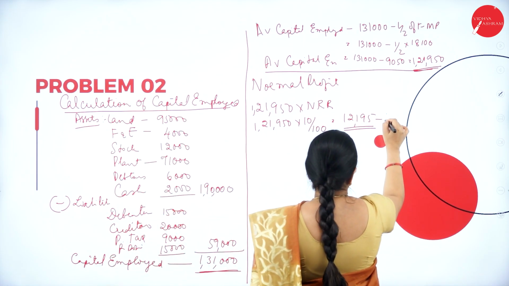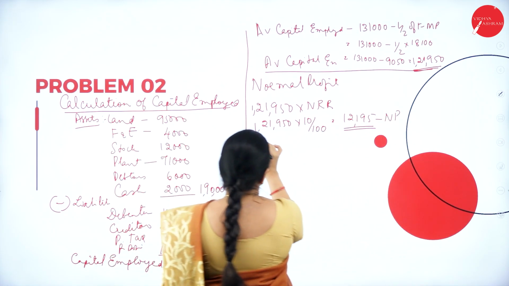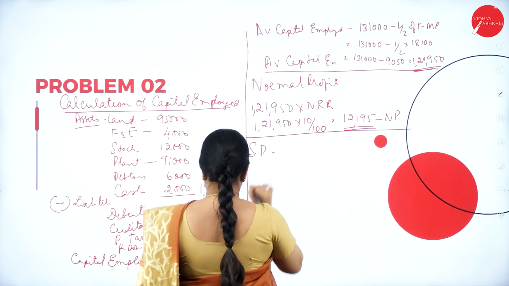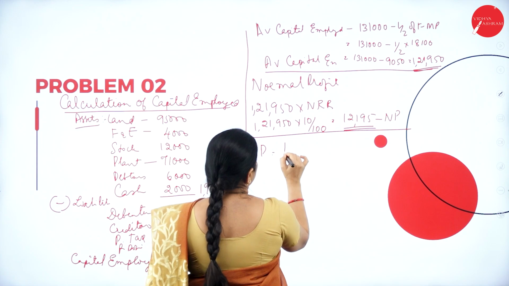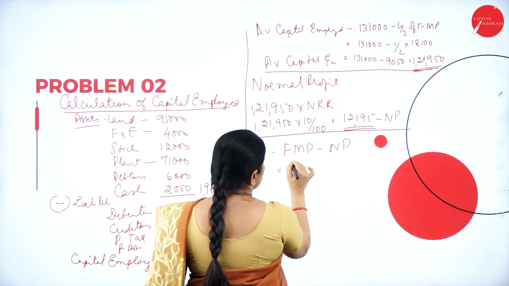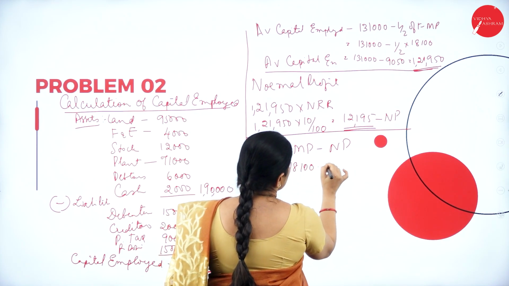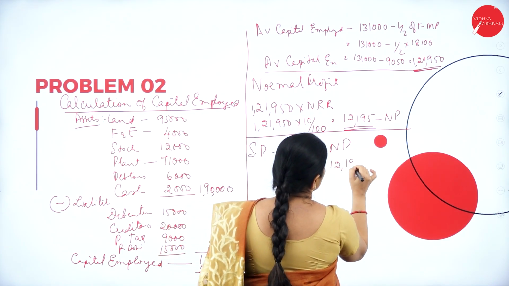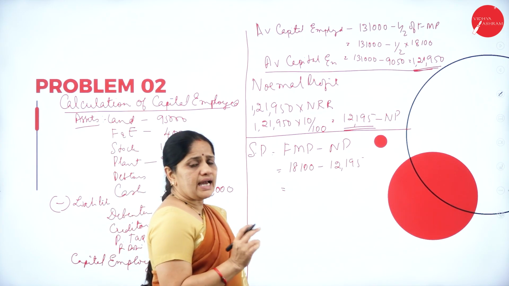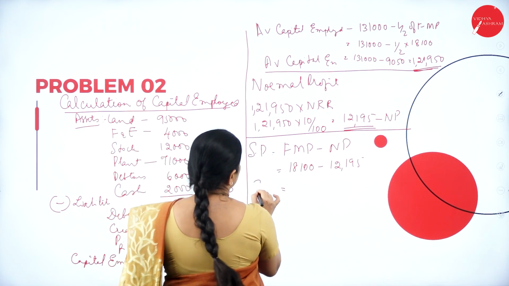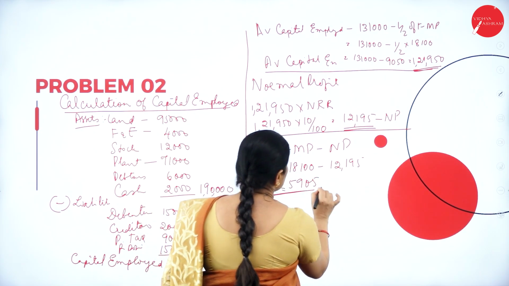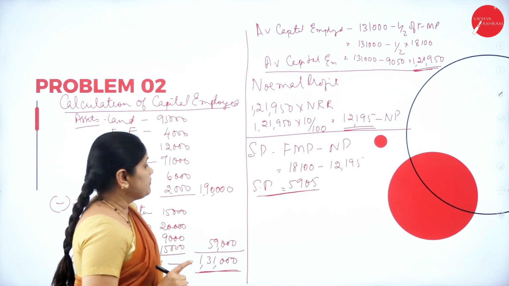Now we have to find out the super profit. So, the super profit will be the FMP minus normal profit. So, what is the FMP? 18,100 minus 12,195. So, when I deduct this, I get the answer as super profit is 5,905. The super profit is 5,905.